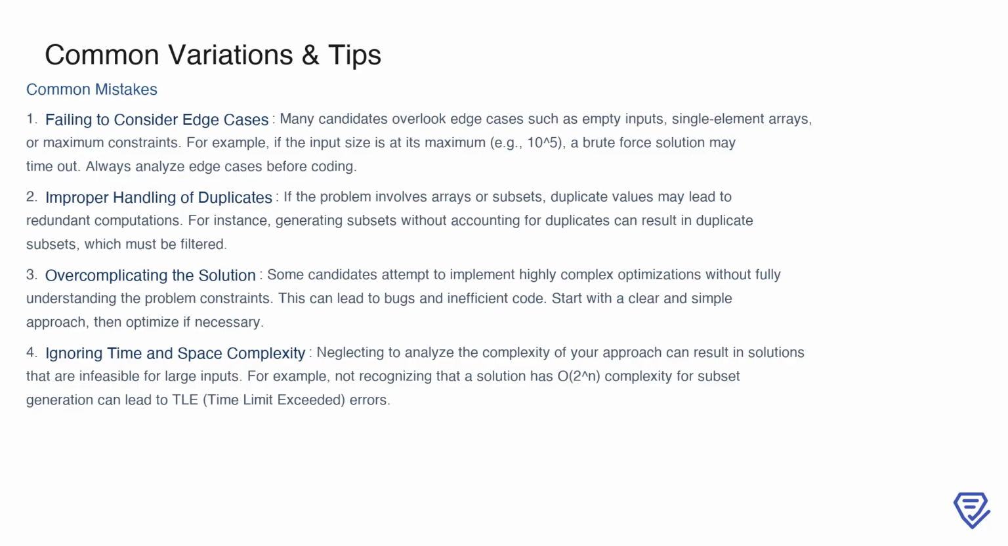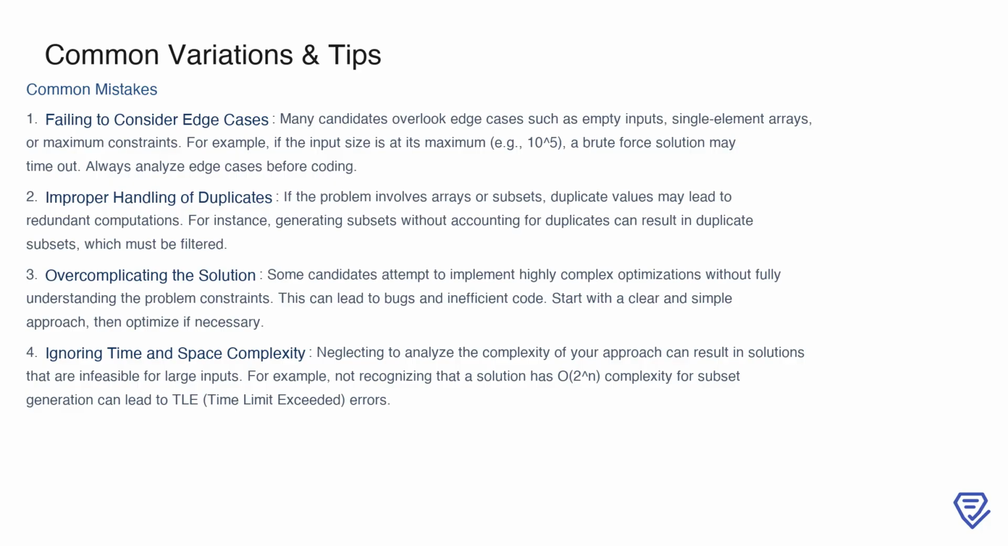Another mistake is improper handling of duplicates. This is particularly relevant in problems involving arrays or subsets. Failing to account for duplicates can lead to redundant computations, such as generating the same subset multiple times, which then requires additional filtering. Overcomplicating the solution is another trap. Sometimes candidates try to implement overly complex optimizations without thoroughly understanding the problem constraints, which can introduce bugs and inefficiencies. It's always best to start with a clear and simple approach before refining it.